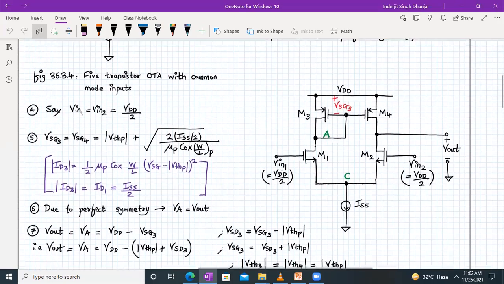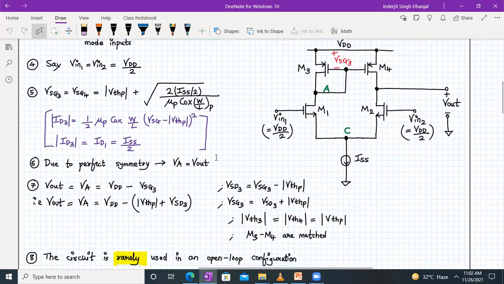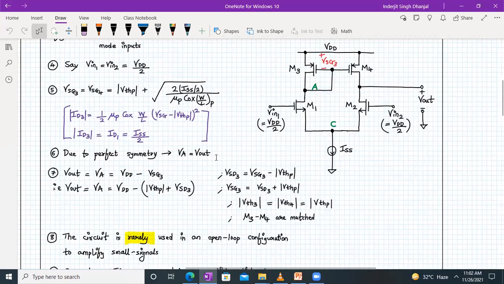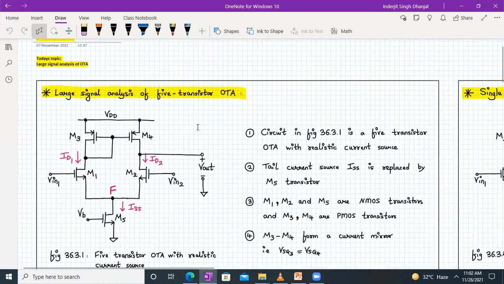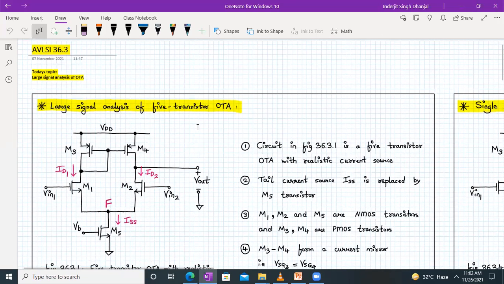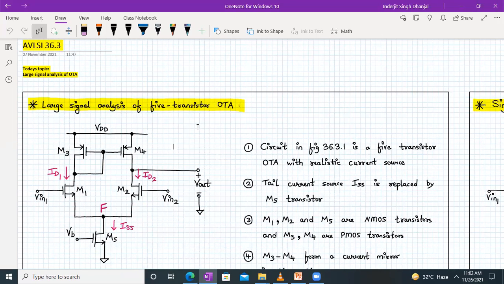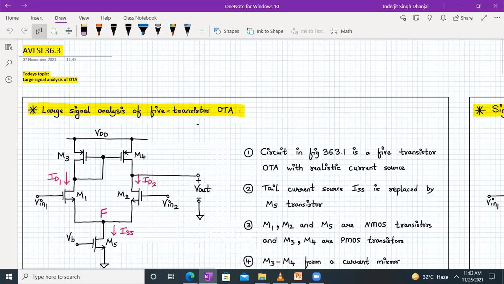So we have completed the topic of discussion regarding this lecture session. We have completed the large signal analysis of the 5 transistor OTA, and we have also studied what will happen when we apply the common mode input to this 5 transistor OTA. So that's all for today's session.